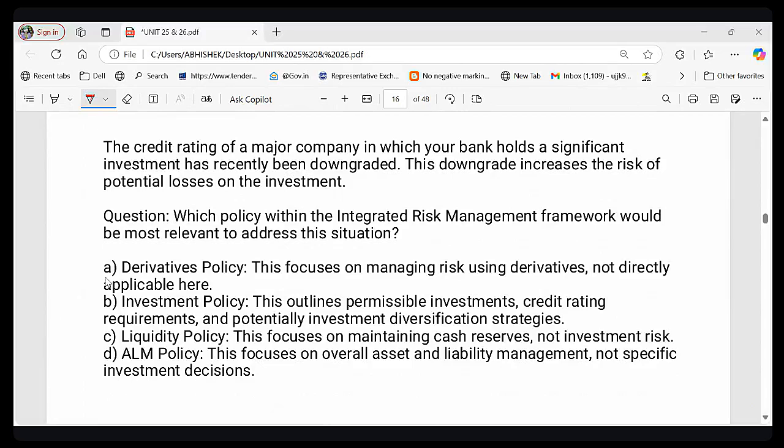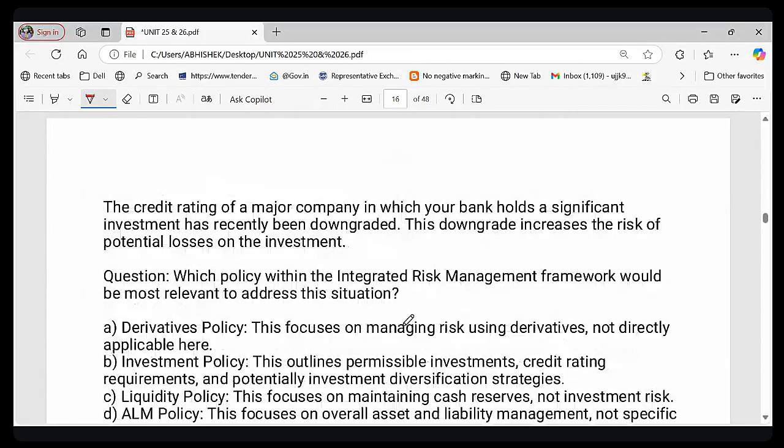Okay, so you are saying B. Okay, fine. Let us simplify it with an easy to understand example. Friends, imagine your bank has invested a significant amount in a large company's bond or share. Now what happened is that the credit rating got downgraded. So what does it mean when I say credit rating got downgraded?